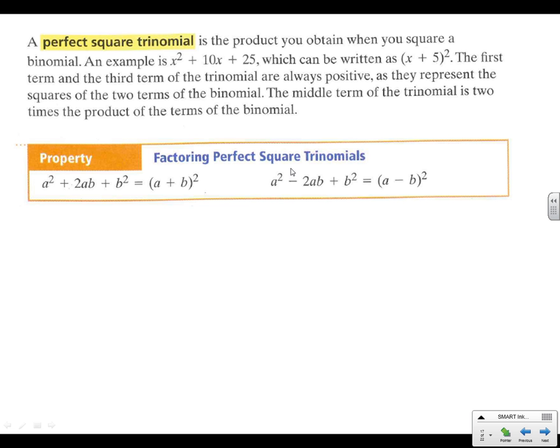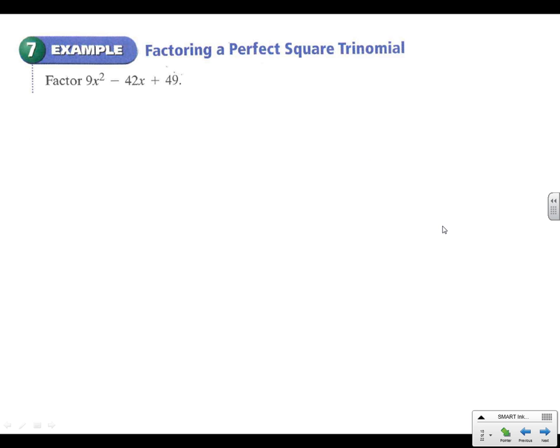All right, so second objective here is our perfect squares. On these, if we have this pattern, a squared plus 2ab plus b squared, we're going to be able to write (a plus b) squared. And if we change it to a negative in the middle, we'll have (a minus b) squared. And so we'll see that in this problem here.